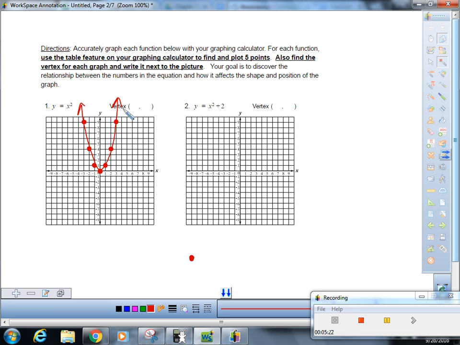Now, what's our vertex? The vertex is the apex point, the highest or lowest point. It's also the point of symmetry. So what is that on this one? 0, 0. Okay? Got it? I'll be with you to help you with your calculator, but you're going to have to wait till I'm done.